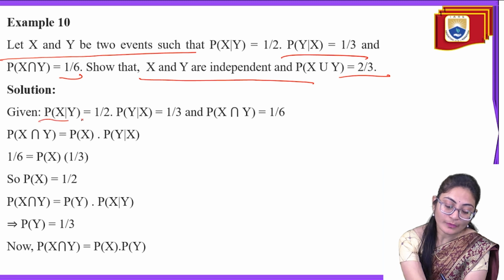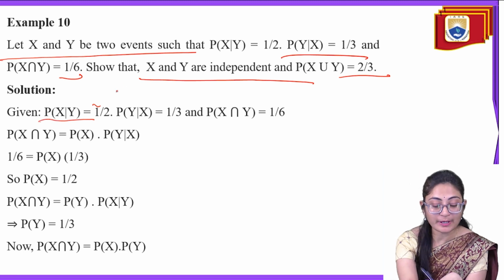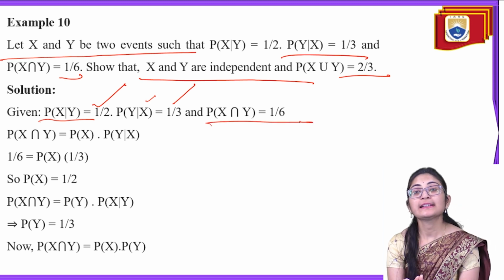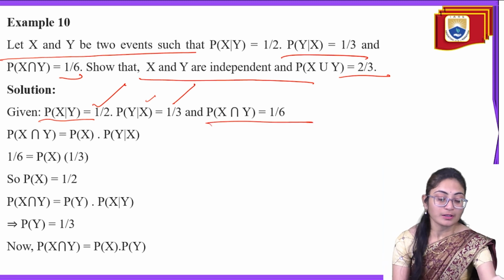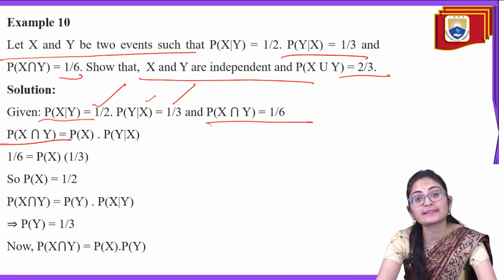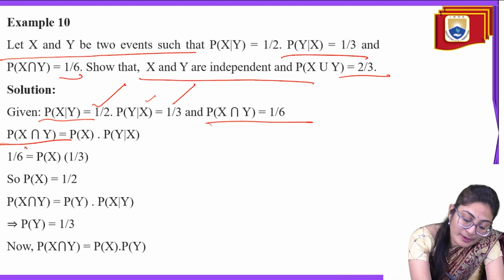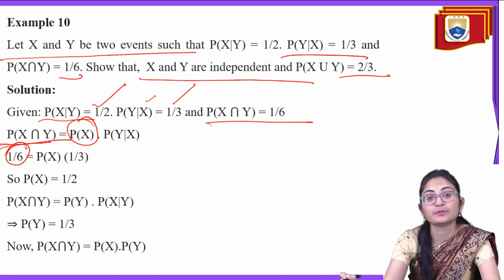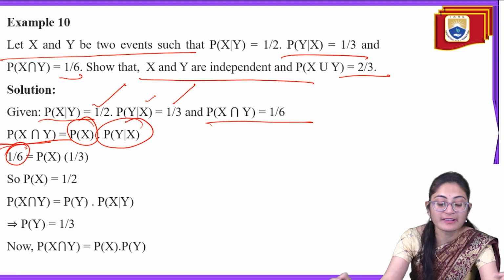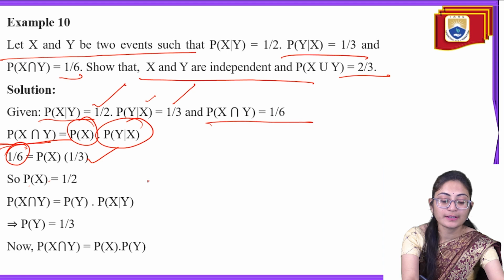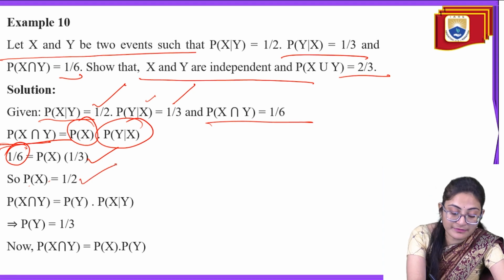Here P of X is equal to 1 by 2, P of Y given X is equal to 1 by 3 and P of X and Y is equal to 1 by 6. Now there is the formula P of X and Y is equal to P of X into P of Y given X. Here P of X and Y value is 1 by 6. We don't know the P of Y value, but P of Y given X value we know, that is 1 by 3. So after solving you will get the P of Y value, that is 1 by 2.